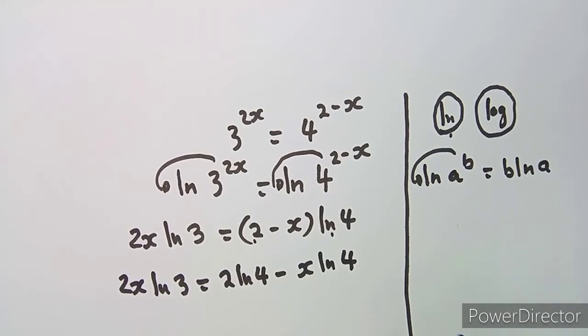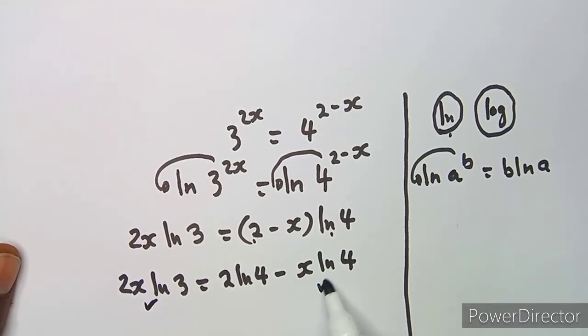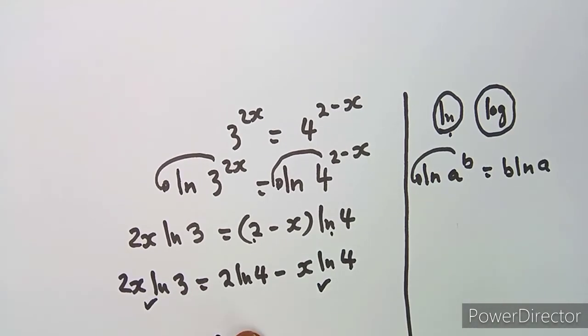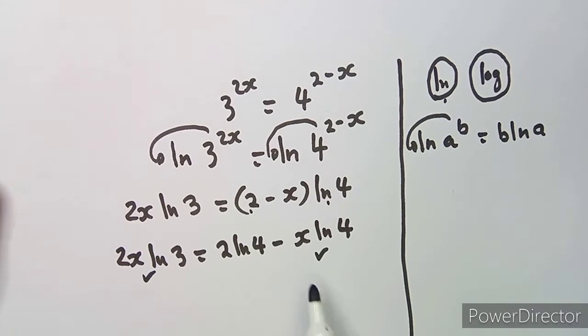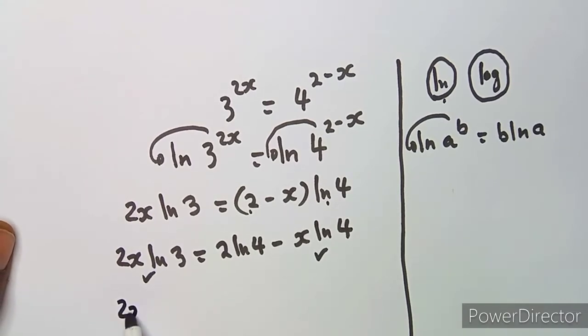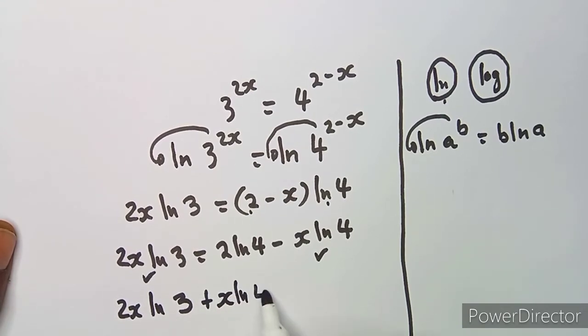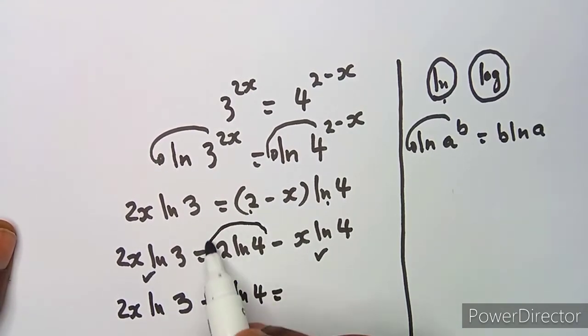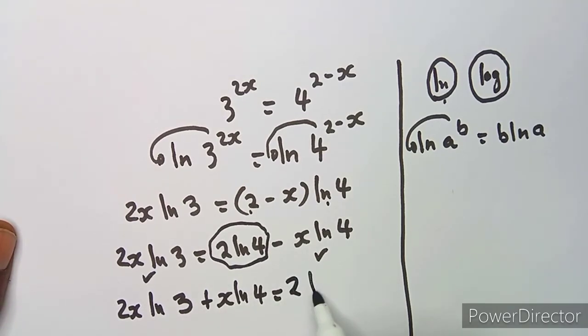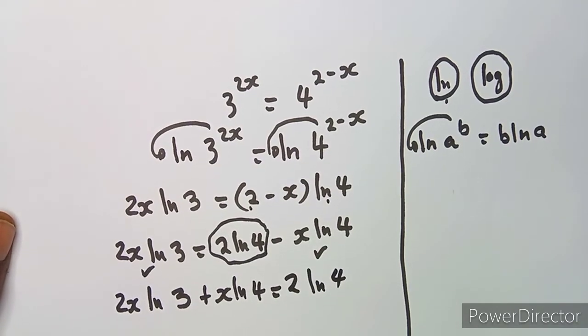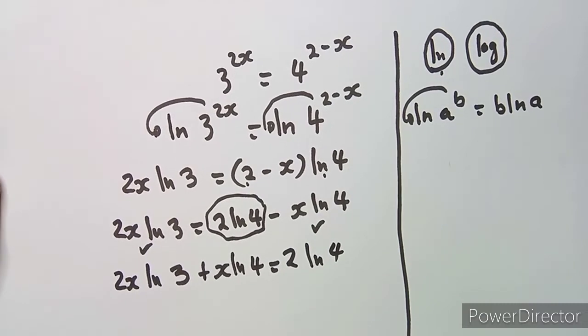Now at this stage, I have a simplified part. I'm no longer having the brackets, but as I can see, I'm having terms which have x. So I'm going to collect terms of x to one side of the equation. That is a transpose. This is going to be 2x ln 3, the minus x ln 4 to the right hand side will be a plus x ln 4, which is equivalent. Already here we have 2 ln 4 that is going to be left on the right hand side.